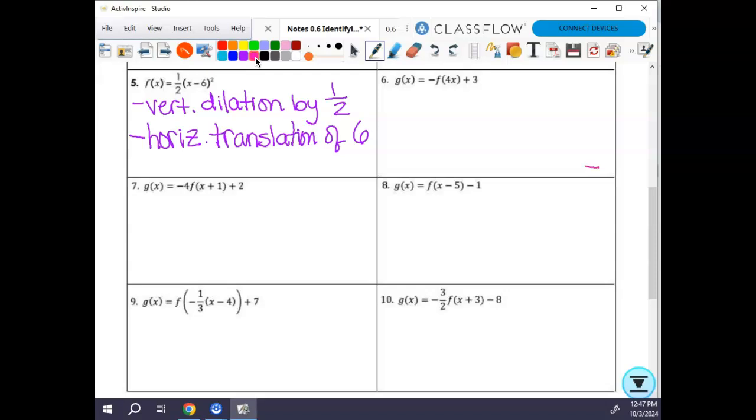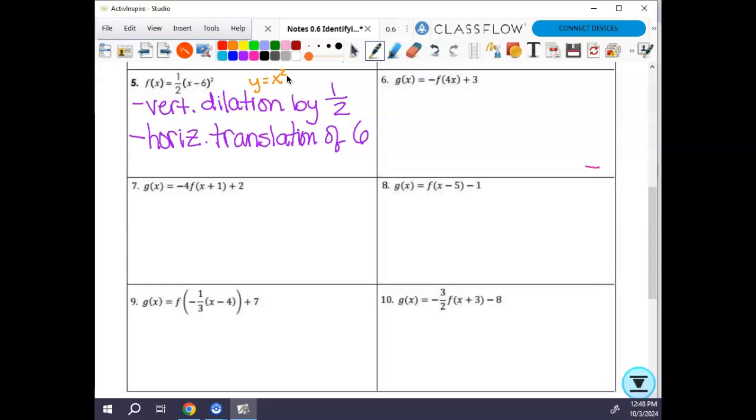The square doesn't affect it because that's part of the function. So that's a good question. The parent function here is y equals x squared. So anything that happens after that is what our transformations are. Since that squared is part of the parent function itself, it's not a transformation. Good question. Anything else?